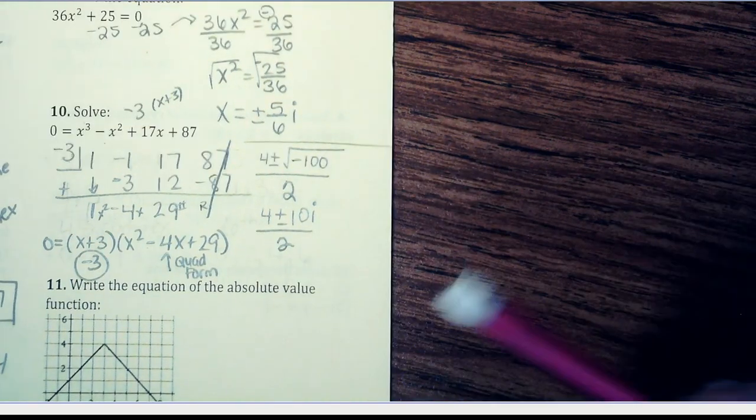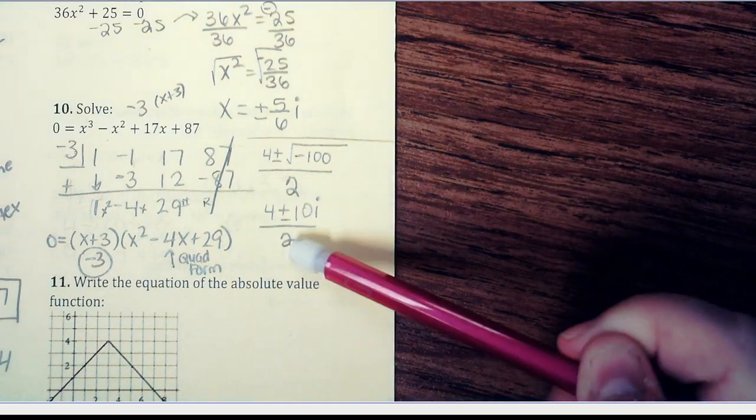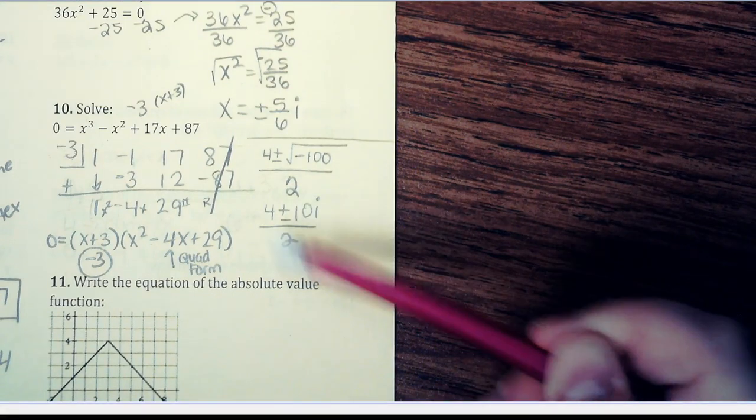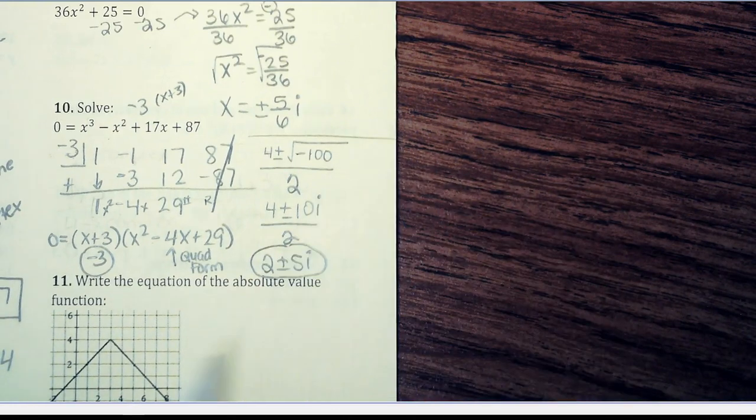And then before I write my answer to the question here, if these three numbers are all divisible, or can be reduced, you can do that. So each one of these is divisible by 2. So I'm going to write 2 plus or minus 5i. Those are my other two answers. So totally for this question, I have 3 answers. The -3 here, and then 2 plus or minus is 2 different answers. So 2 plus 5i and 2 minus 5i.